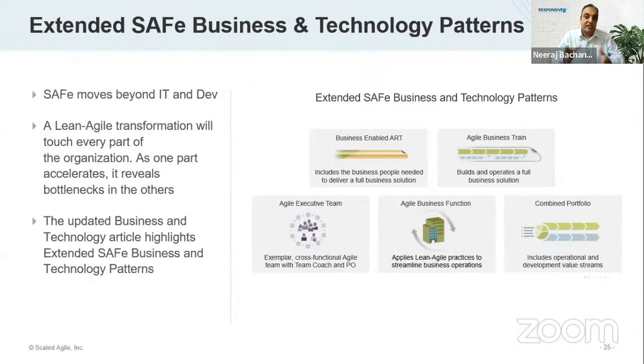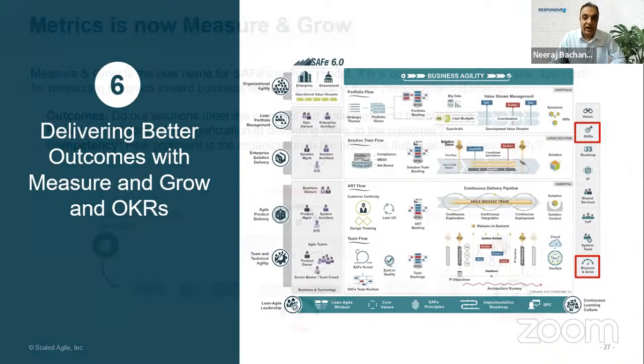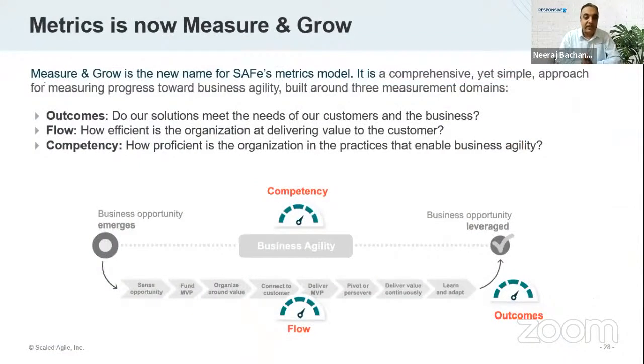Agile business functions, which means the lean agile practices for streamlining your business operations. And finally, combined portfolios, which represents a change in most organizations where development value streams and operational value streams sometimes need to be managed collectively. That is where the concept of the combined portfolio has been introduced. Right? And the last change that we spoke about in the previous webinar was to have better outcomes with measure and grow and OKRs. As I mentioned very briefly earlier, the terminology of metrics has now given way to measure and grow.